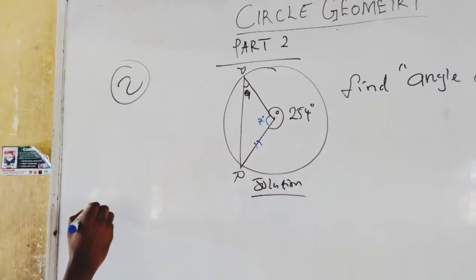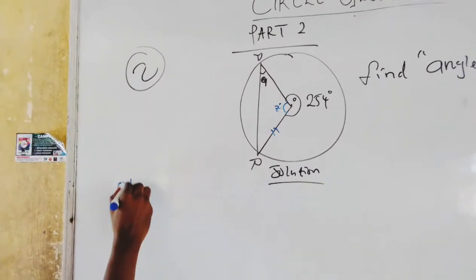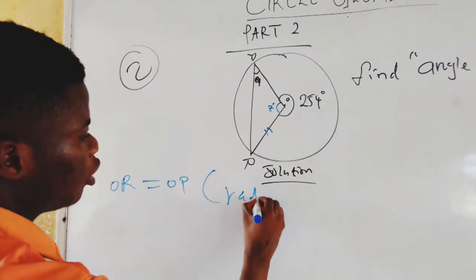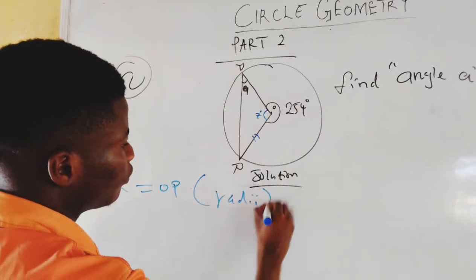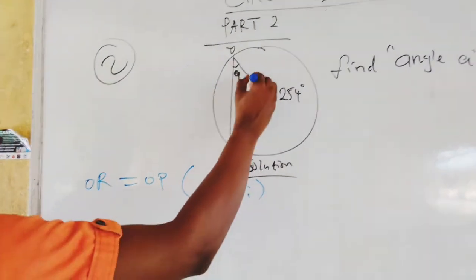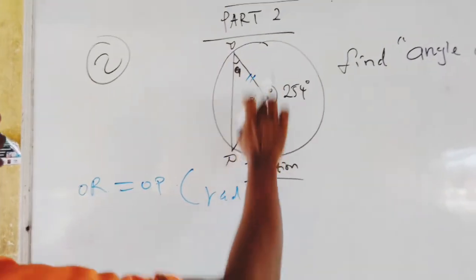And first of all, I want to let you know that OR is equal to OP. These are the radii of the circle. The radii of the circle are equal. So this angle is equal to this angle, and this place is equal to here.